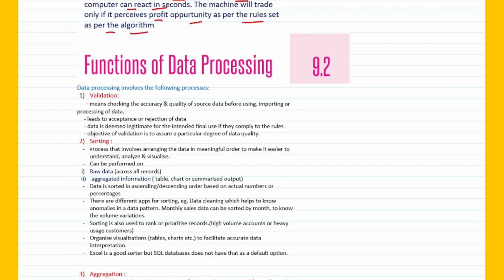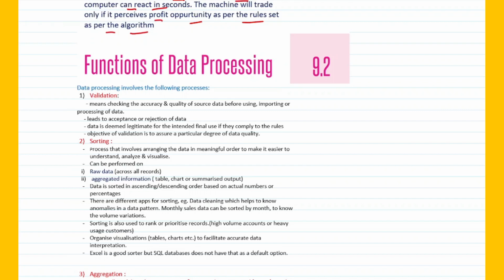Let's today start with functions of data processing. We have already started with the 9th chapter and we have covered 9.1. Let's start with 9.2 today. Now, this contains one of the most important aspects of data processing. From an exam perspective also, this chapter is going to be a bit important. Let's start with the topic right away.